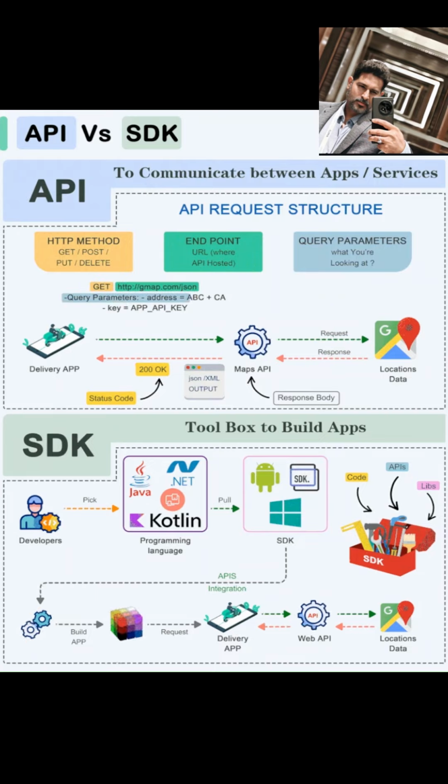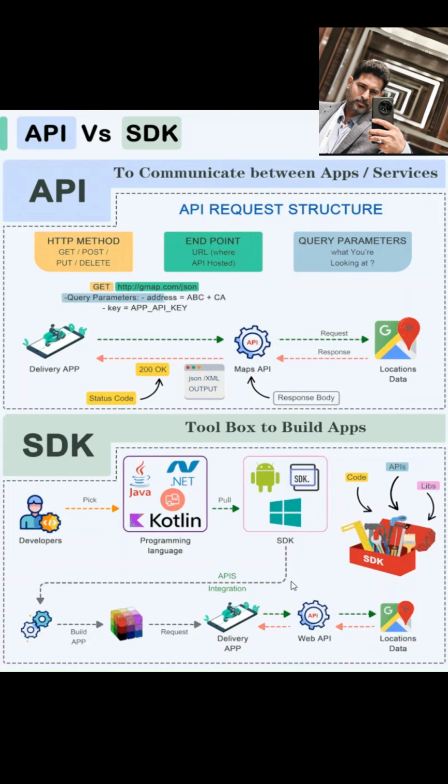The key here is that the API defines the rules of communication. It specifies exactly how you can ask for information or trigger actions, and what kind of response you can expect. It's a contract between different software systems, allowing them to interact without needing to know the nitty-gritty details of each other's internal workings. Now, let's shift gears to SDKs, software development kits.